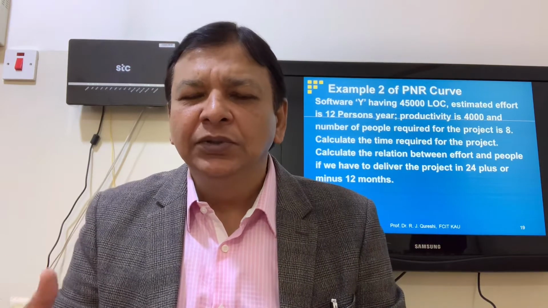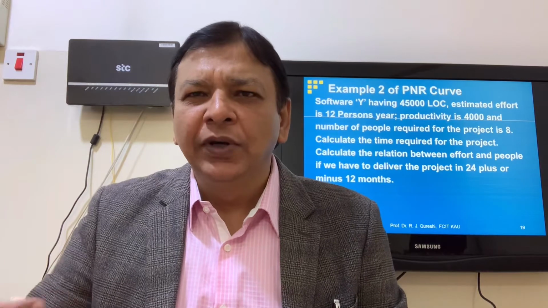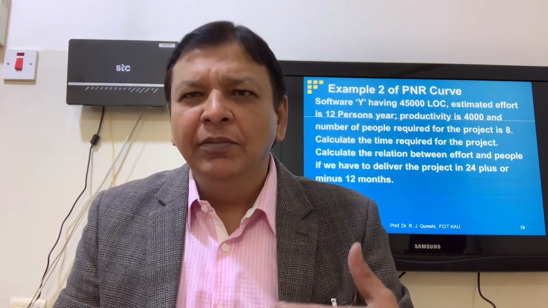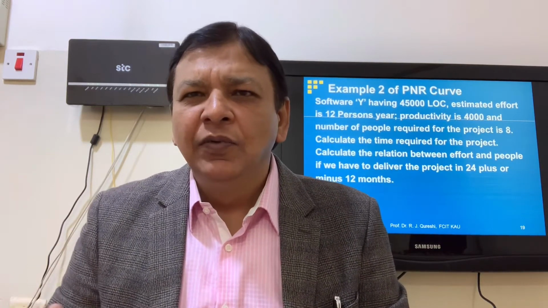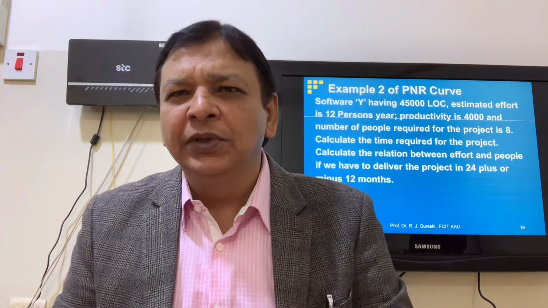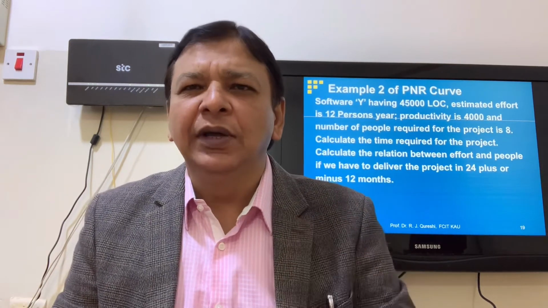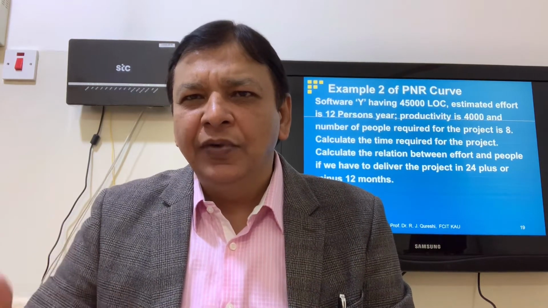That means there are two scenarios. In scenario 1, we can increase the time to 24 months, and in the second scenario, we can decrease the time by 12 months. So by applying the Putnam-Norden Rayleigh curve, we will check that if we extend the project for 24 months, that means 2 years, what will be the effect on the effort? And if we decrease the time by 1 year, what will be the effect on effort?